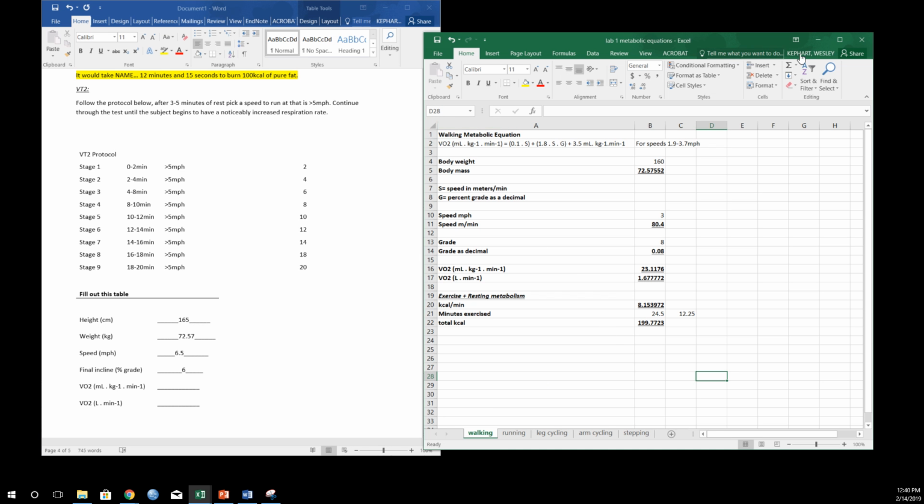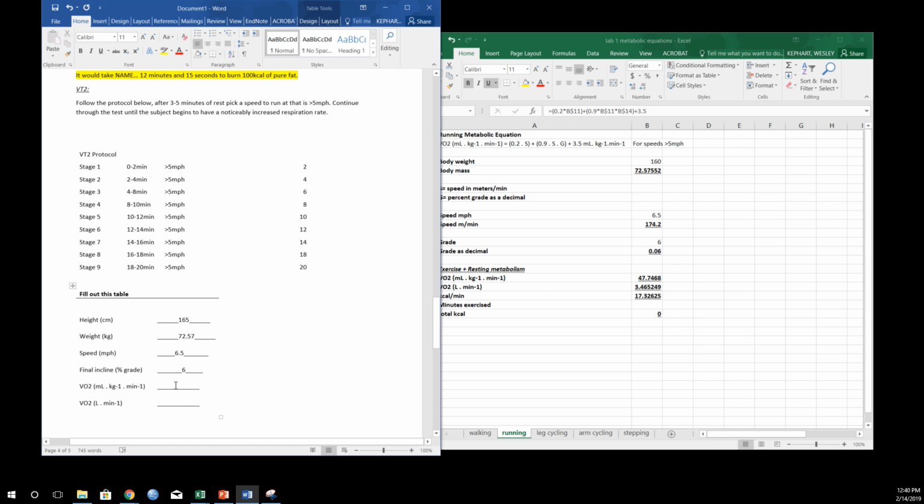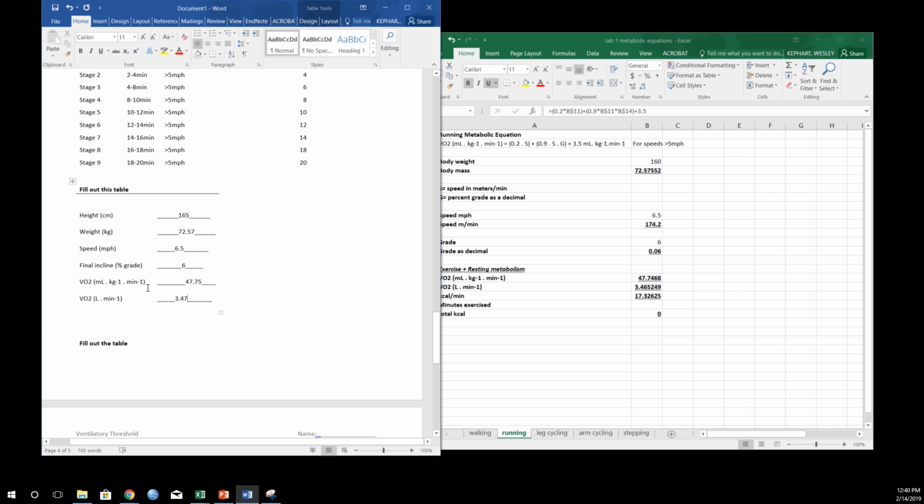Okay, then come over to this, go to the running, and again you can just delete all of that. Go to the running, and 160, that's how much they are. Speed, if you enter 6.5, grade, we said 6. Good. So they are at 47.75 VO2 mL per kg, and here they're at 3.4, let's round that up to 7 liters right there. So now we have their VT1 right here and their VT2.